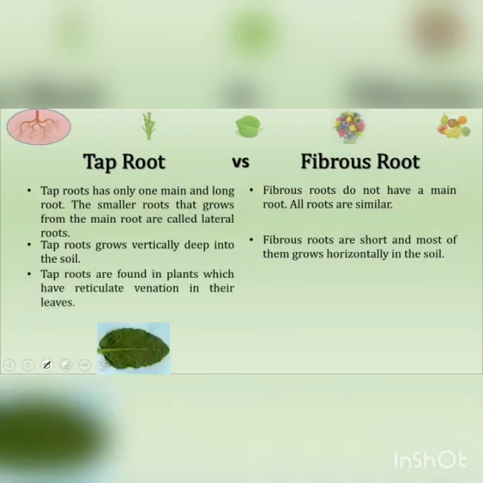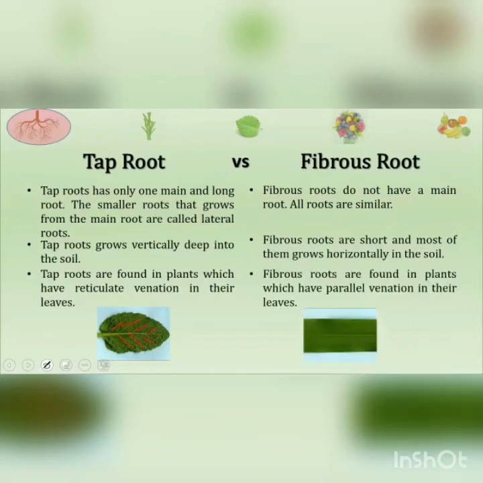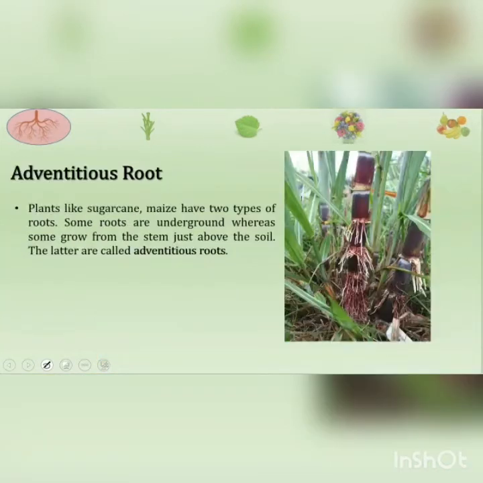Next, taproots are found in the plants which have reticulate venation in their leaves. Reticulate venation means the veins are arranged in this manner. So this is called reticulate venation. And fibrous roots are found in the plants which have parallel venation in their leaves. The veins are arranged parallel. So this is the difference between taproot and fibrous root.